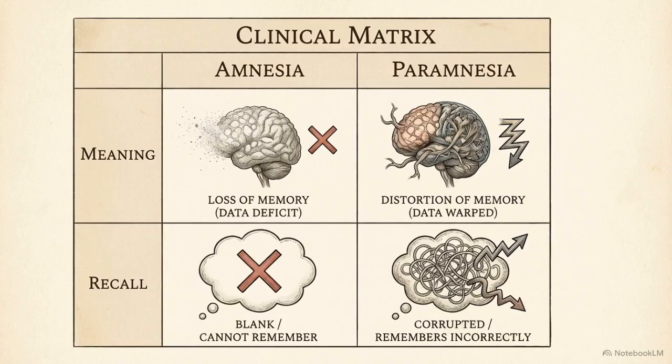This clinical matrix organizes the master framework for identifying the dysfunction. We start by defining the meaning of each disorder side by side. Amnesia is defined by a distinct loss of memory, while paramnesia is characterized by a distortion of memory. This directly dictates their actual recall capability. The amnesic patient cannot remember. The paramnesic patient remembers incorrectly.